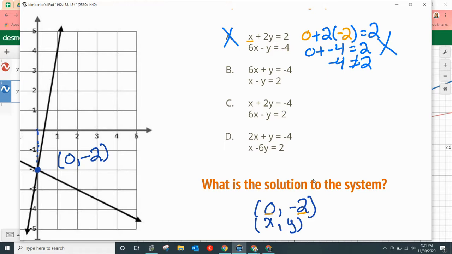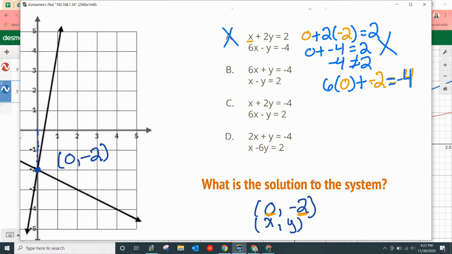Let's try that one. I'm going to take 6, and I'm going to multiply it times my x value, which is 0. And then I'm going to add to it my y value, which is negative 2. And that's supposed to equal negative 4. Now notice all I did was take 0 and plug it in for x, and then I plugged in negative 2 for y. And I'm going to see if it's true.